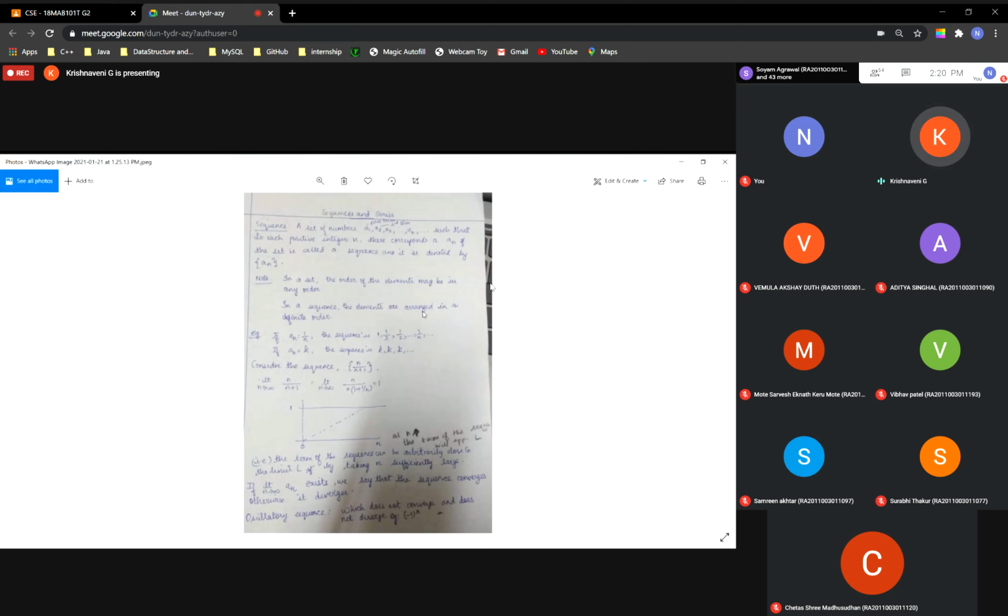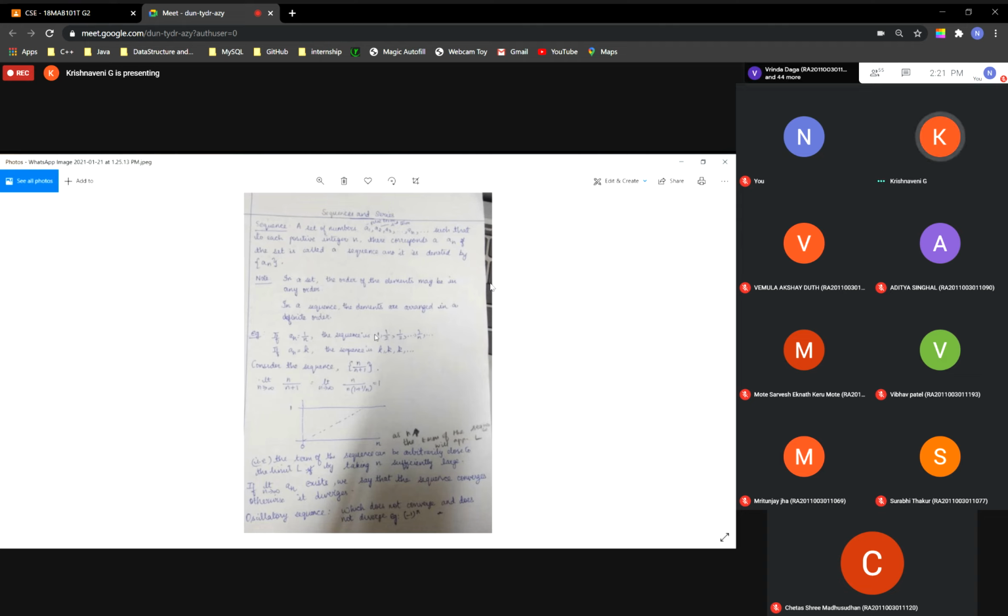Next, note: in a set the order of the elements may be in any order, but in a sequence the elements are arranged in a definite order only. Okay, in a sequence the elements are arranged in a definite order.